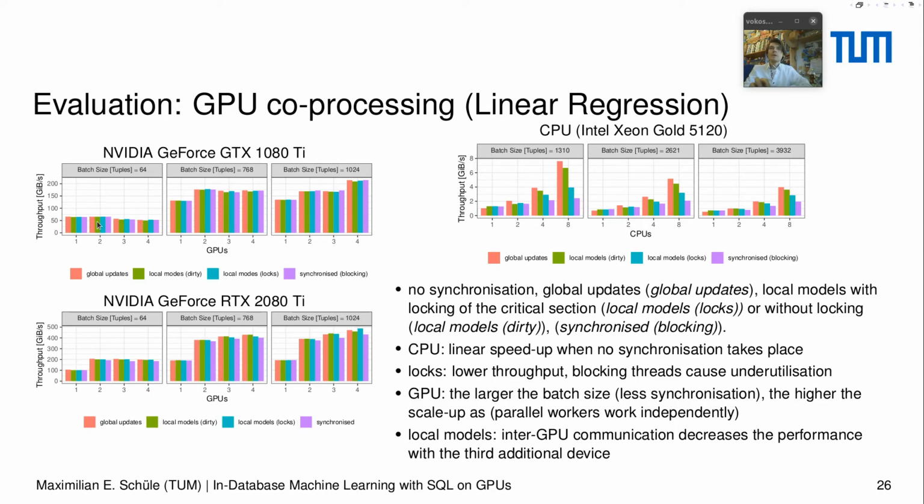On GPU, we can see the same. The larger the batch size, the less synchronization we need, so the higher the scale up, as parallel workers work independently. With local models, the inter-GPU communication decreases the performance. So as we can see, the second GPU increases the throughput, the third also, and the fourth not as heavily as adding the second one.